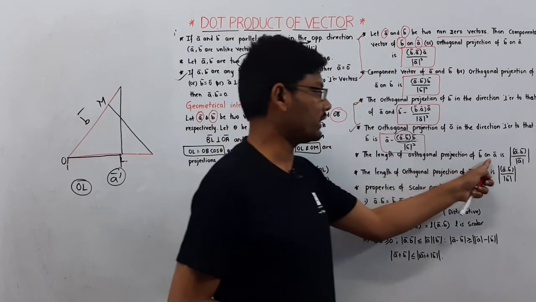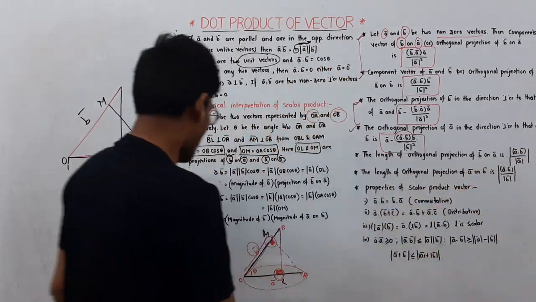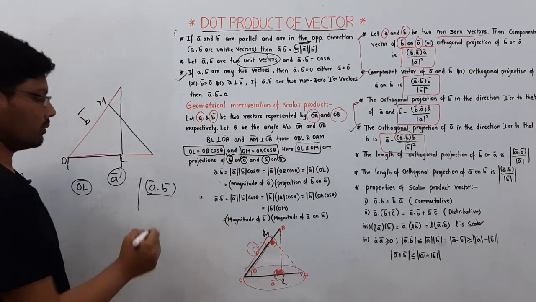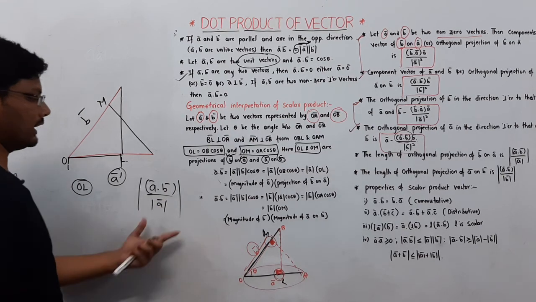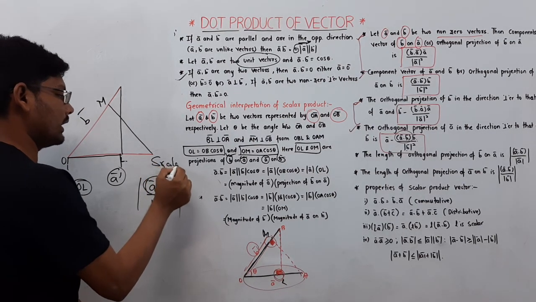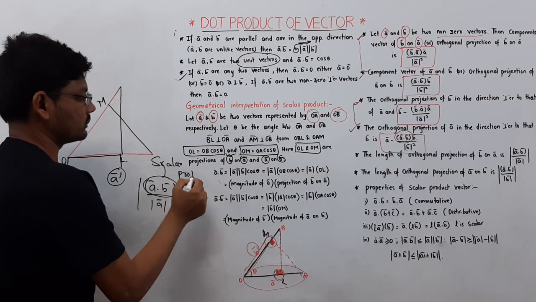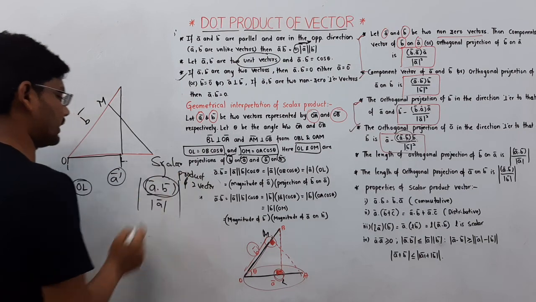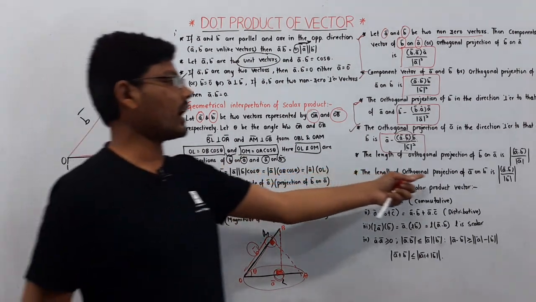Then if you want to find OL, that is the modulus of A bar dot B bar by mod of A bar. This is nothing but the scalar product of two vectors. Now, the length of orthogonal projection.